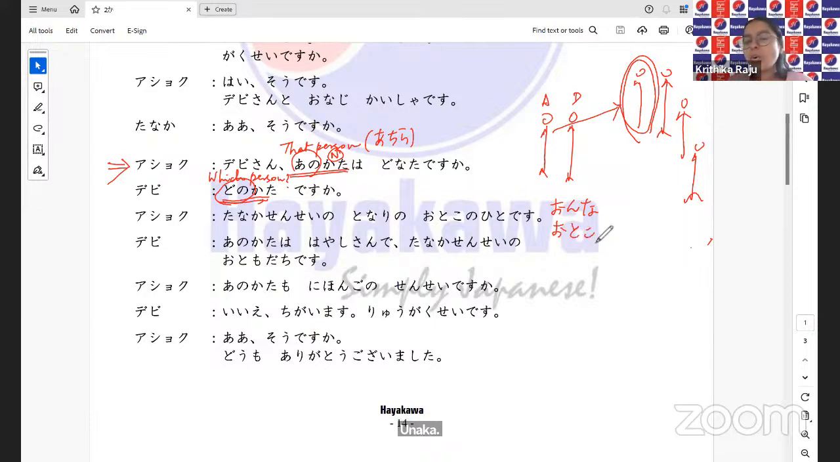Onna is female. Otoko is male. I hope you're all able to read my writing. In case you can't, please do ask me. Onna and otoko. Okay. Now these are just female and male.